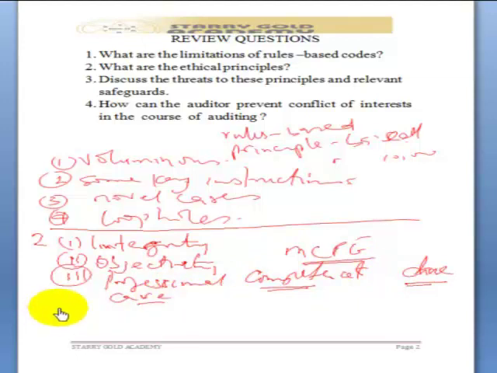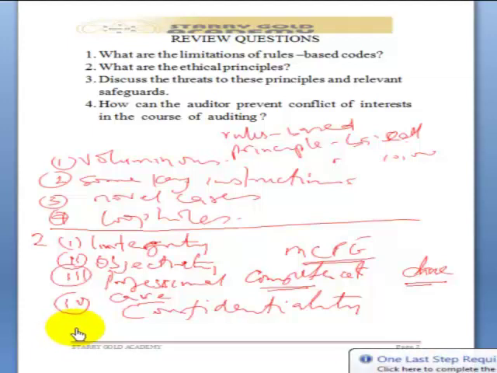Alright, number 4, confidentiality. The auditor is supposed to work, and as you are working, you are going to be coming in contact with so many things that are highly sensitive, secretive, in the client's business. You are not supposed to divulge all this information without authorization. You're not supposed to use this information for your own benefit.